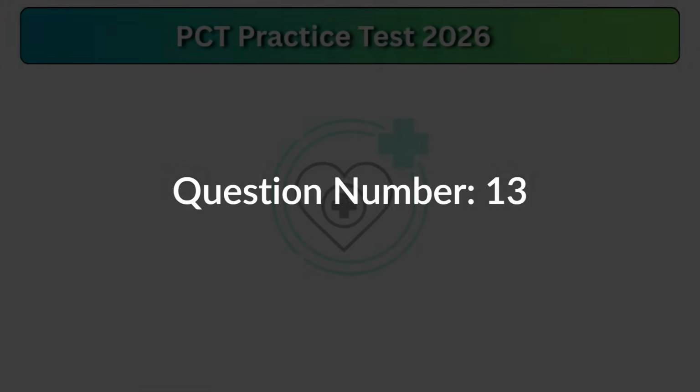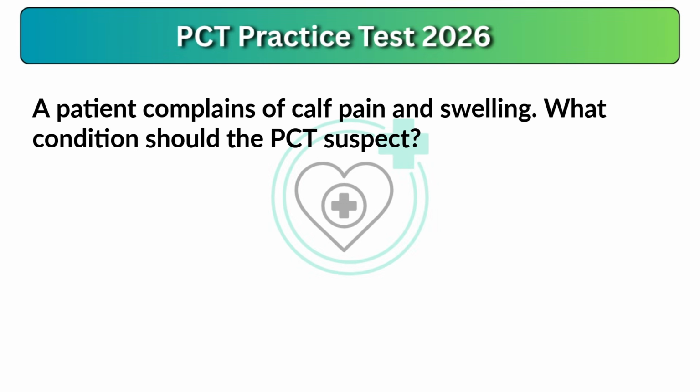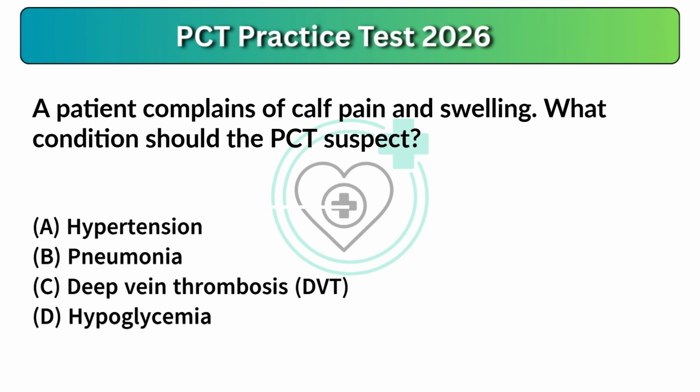Question number 13. A patient complains of calf pain and swelling. What condition should the PCT suspect? A. Hypertension. B. Pneumonia. C. Deep vein thrombosis, DVT. D. Hypoglycemia.